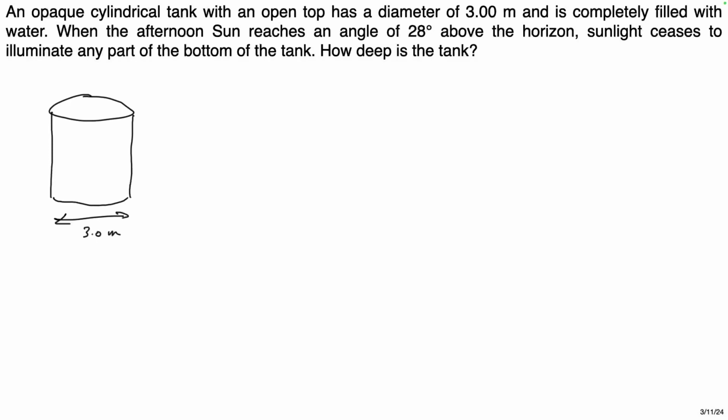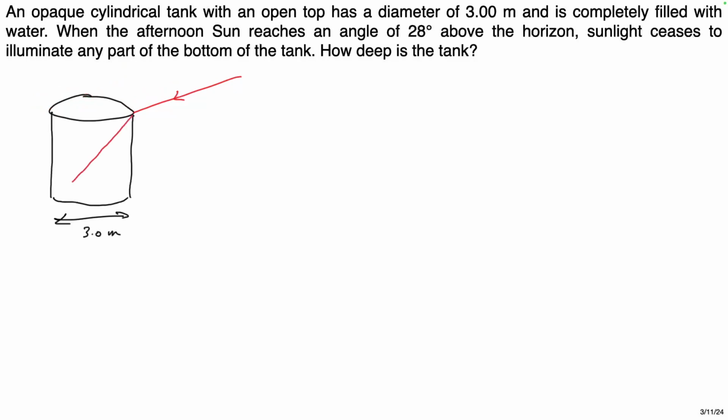When the afternoon sun reaches an angle 28 degrees above the horizon, sunlight, okay, so we're casting a shadow, right? And what they're trying to tell us is sunlight is coming in and striking the tank. Also, don't draw all of these, I'm going to draw them and erase them, right? Sunlight is coming in and hitting the tank, right, okay? And a shadow is being cast.